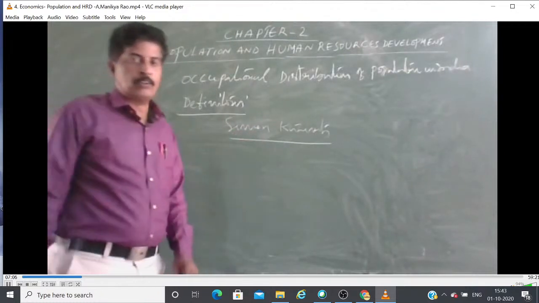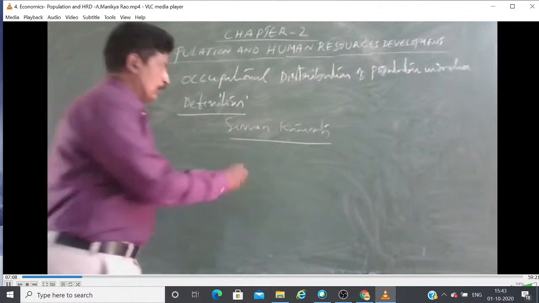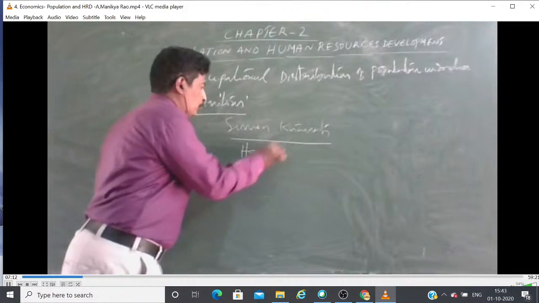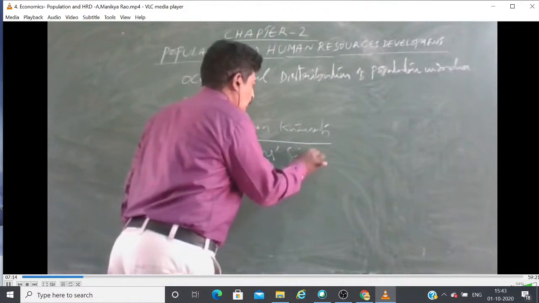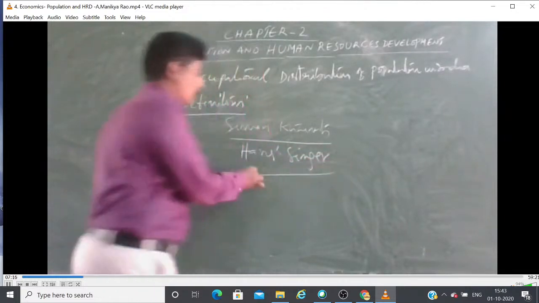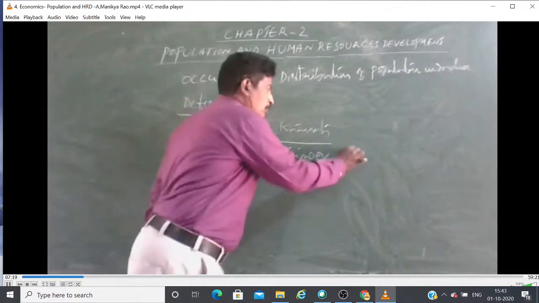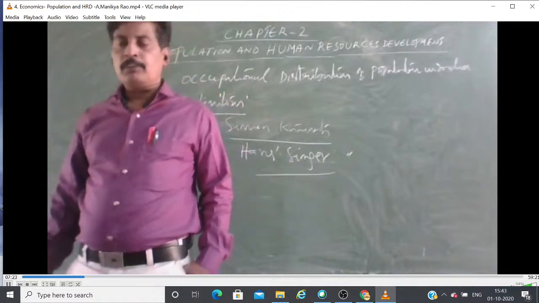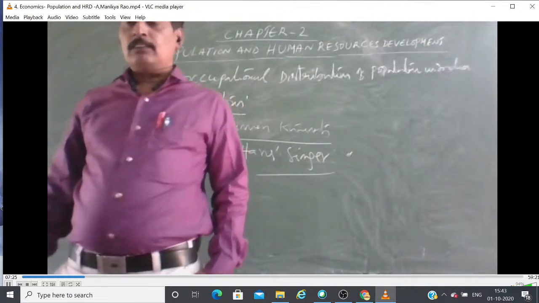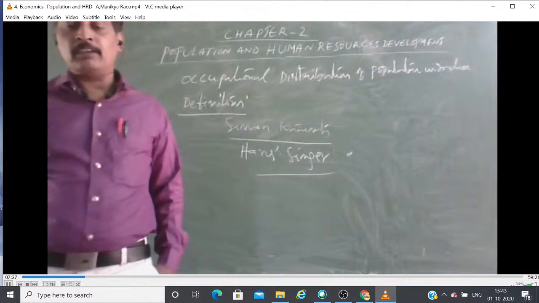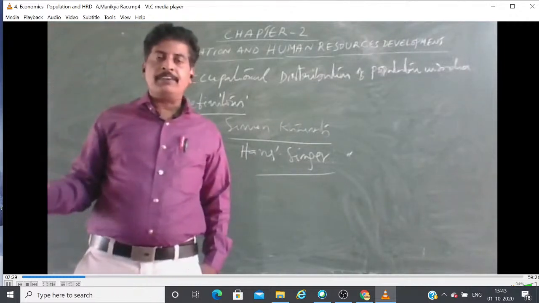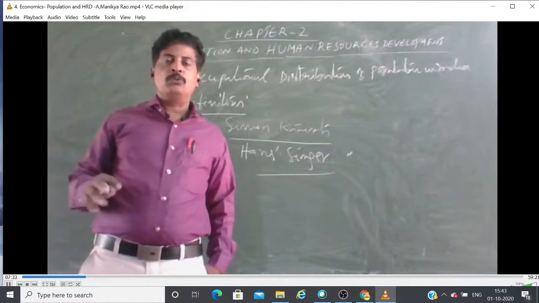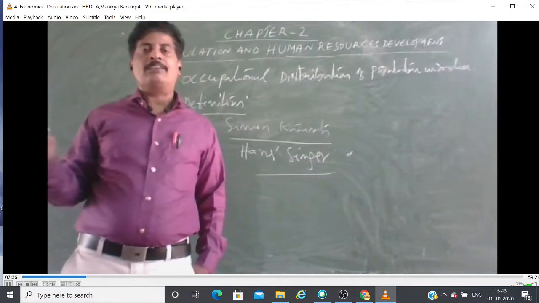Another person, Hans Singer, also defined that economic development can be achieved by transforming an 85% agriculture-dependent country into a 15% agriculture-dependent country.